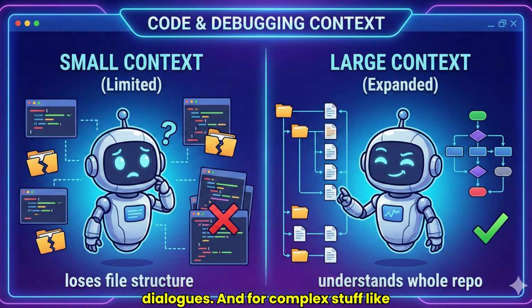You can have these really deep, coherent dialogues. And for complex stuff like coding or digging through documents, it's even more important. I mean, try getting an AI with a small context to understand a big chunk of code. It's going to lose track of everything. But a large context, it can swallow an entire code base or a huge PDF in one go. And that is just incredibly powerful.